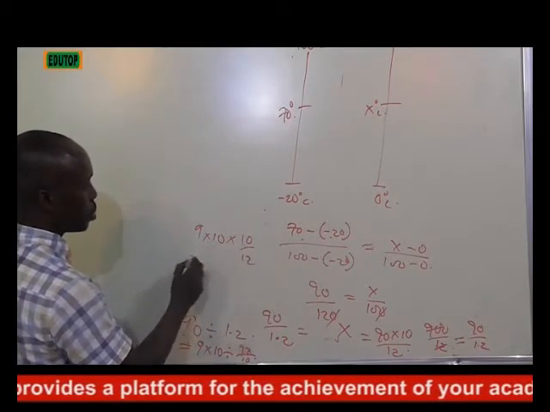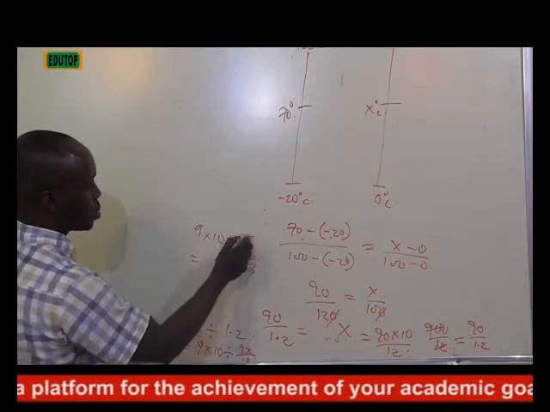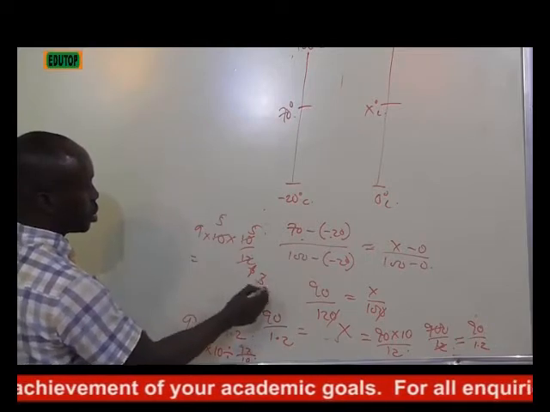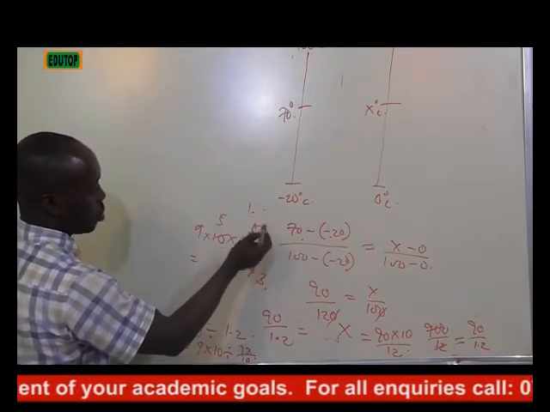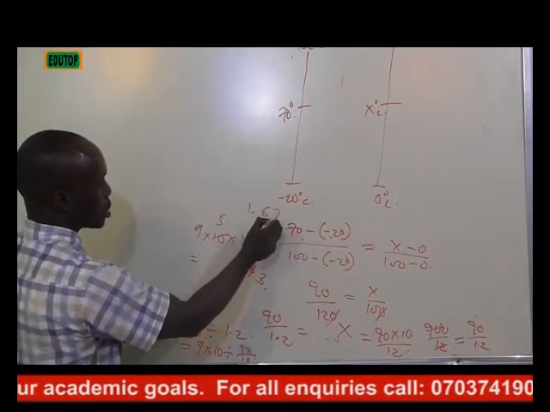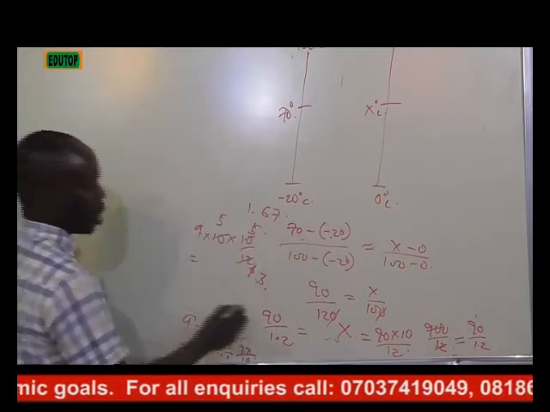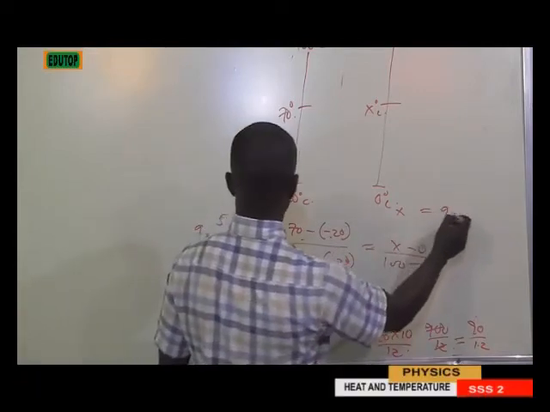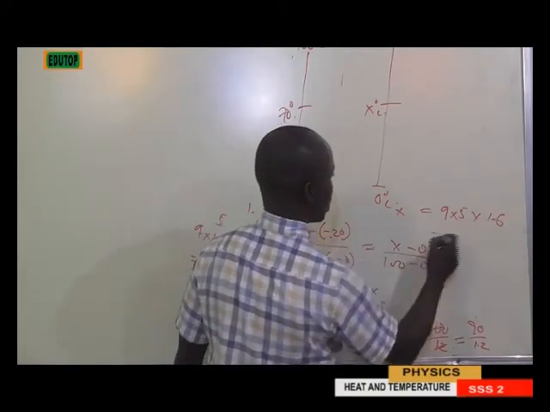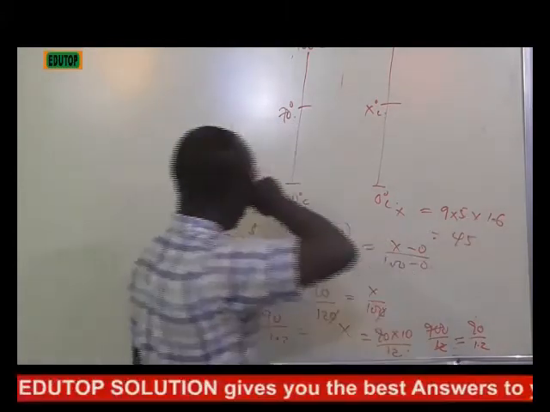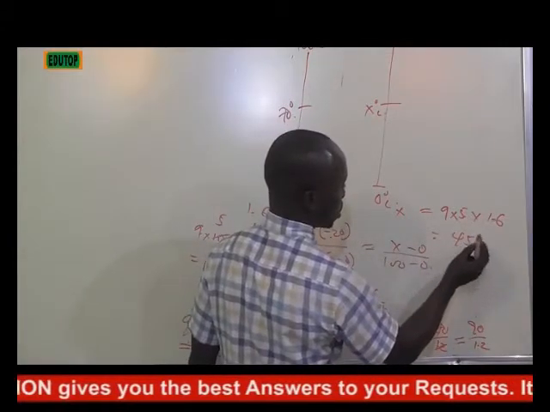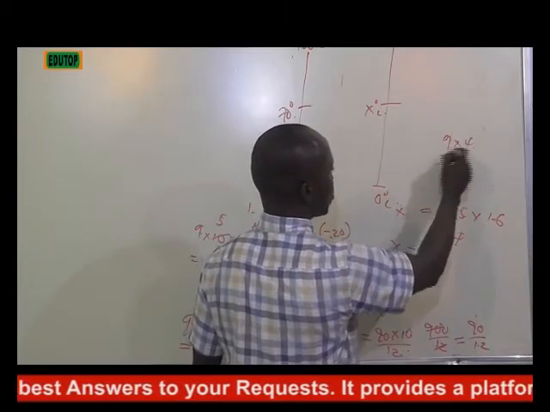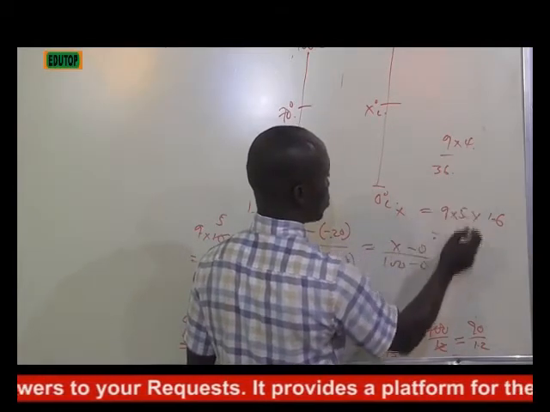By the time you do your calculation, you get 1.67. So when you multiply this, your x value is 9 times 5 times 1.6. 9 times 5 is 45. Are we getting it? 9 times 4 is 36, and 9 times 5 will be 45.